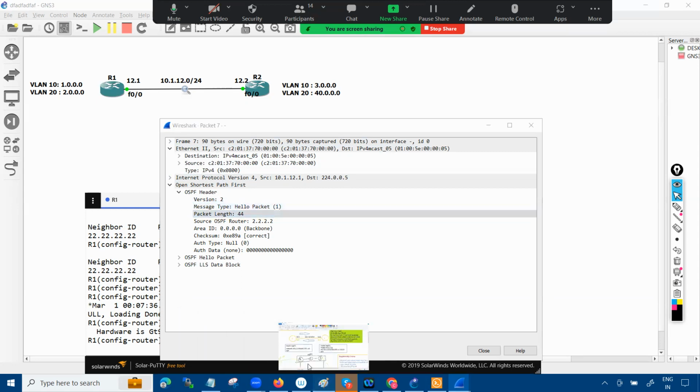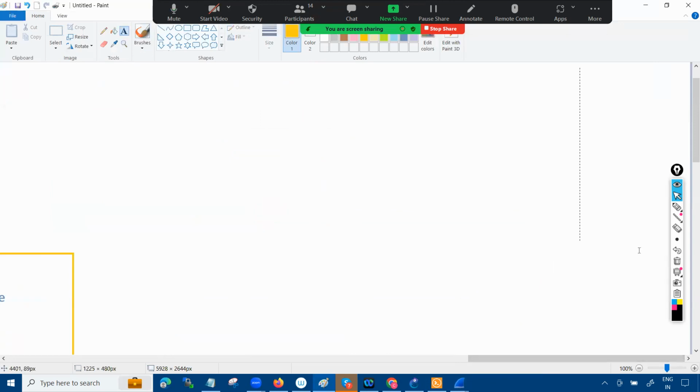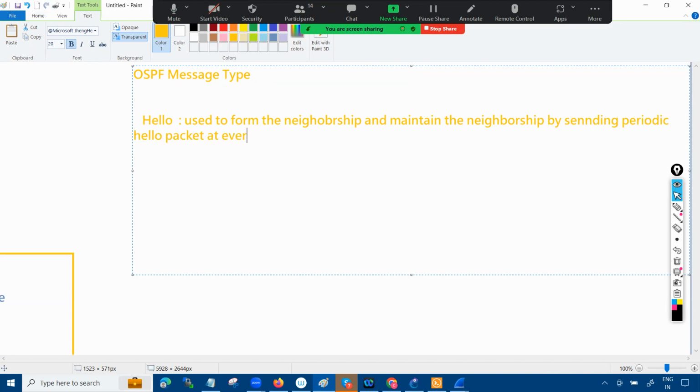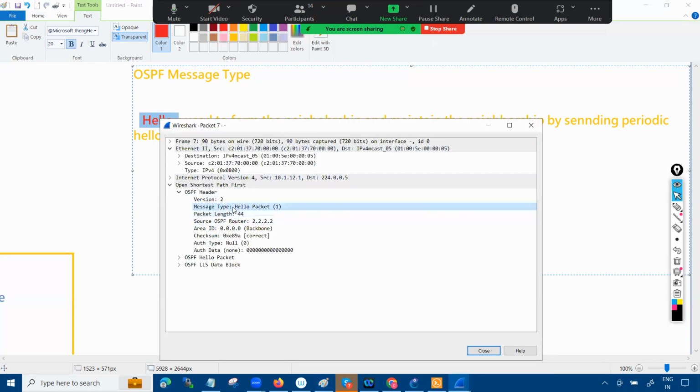Either it will be the hello packet, used to form the neighborship, right? And maintain the neighborship by sending periodic hello packets at every 10 seconds. Then the next packet we have over there. So this will be changed according to this type value. You can see that this will be changed depending on the packet.